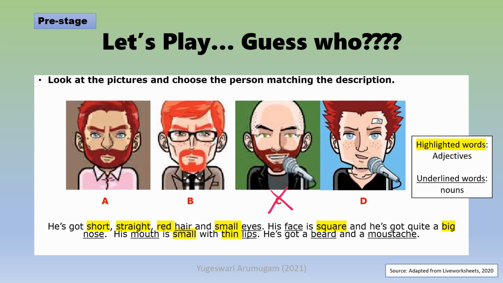C, because the person is bald and he does not have red hair. Second option to discard is D, because he does not have a beard and a mustache. Option B is also wrong because he has a small and narrow nose. Thus, the answer is A, as the description matches him perfectly.